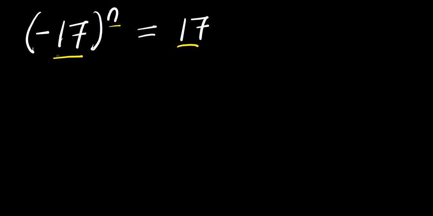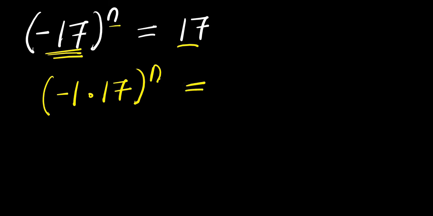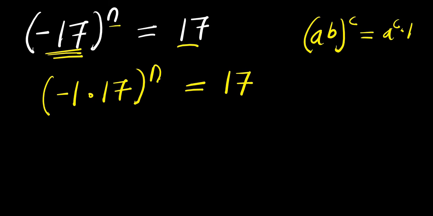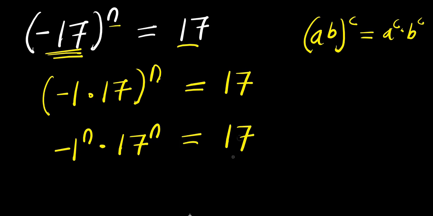So let's start by replacing this negative 17 with the product of negative 1 and 17. Negative 1 times 17 will give you negative 17, and this is raised to the power of n, and this equals 17. Now, look at this. If you have a times b raised to the power of c, this equals a to the power c times b to the power c. So meaning we have negative 1 to the power n times 17 to the power of n equals 17.